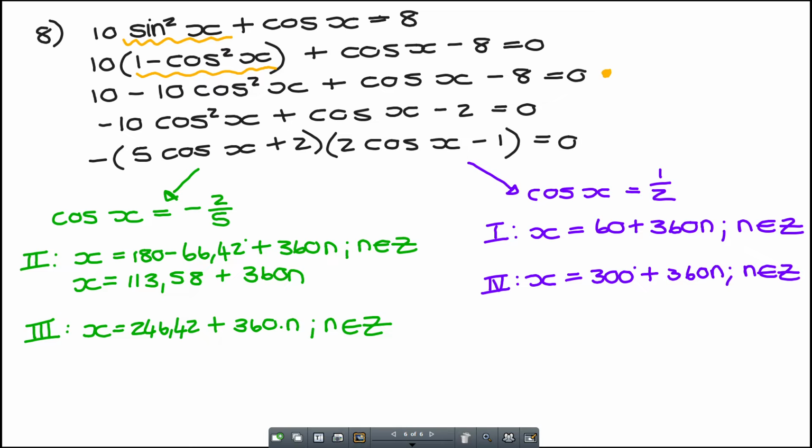Dit met 'n positief 2 wees, sorry, en dan is hy net maar mos 'n negatief 2 so kom uitgehaal het, sorry. 10 minus daai 8 gee positief 2, and then if I take out the negative, it would have been positive 10 cos squared x, negatief cos x, negatief 2. Sorry, dis van daar af wat die minus kom. Dankie.